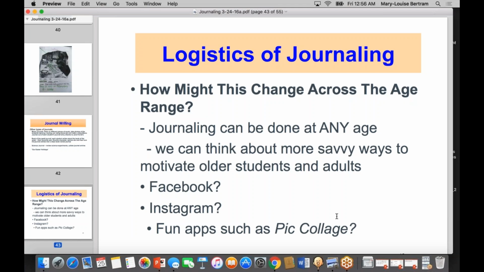A lot of schools might have a private Twitter-like account where you take a photo, put some writing there, and then send it out. How can we do this with our older students? Instagram, there are a couple of apps, and I'll have to ask some of our teachers to contribute what they use.